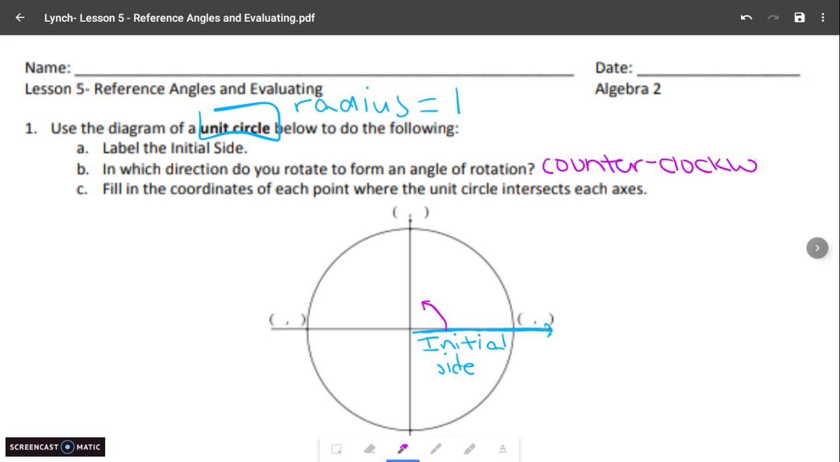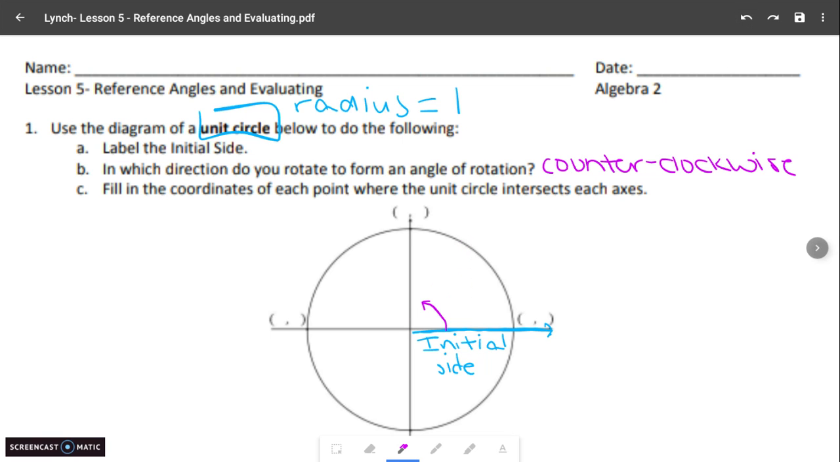We start on the initial side. We rotate around counterclockwise. We can stop anywhere. We've been stopping in the first quadrant lately. Wherever you stop, remember that is called your terminal side.